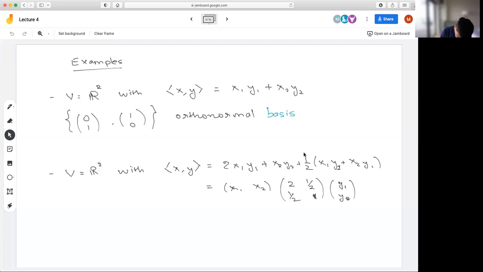And this is sometimes also referred to as the standard basis or the coordinate basis.